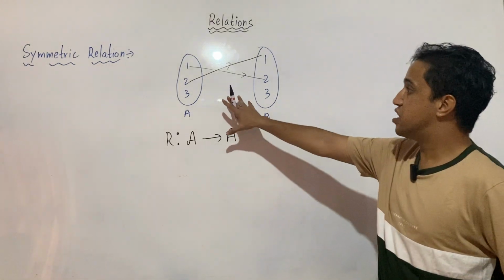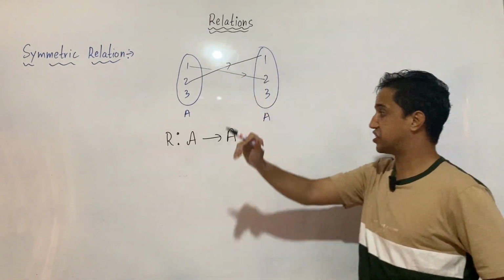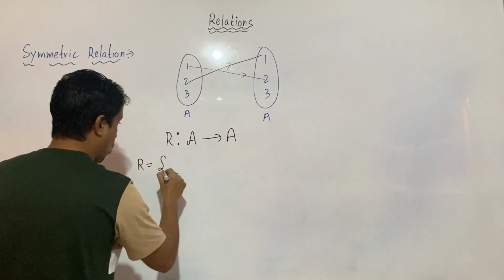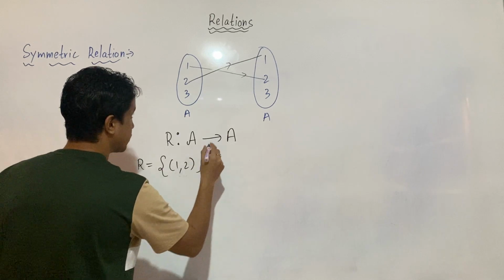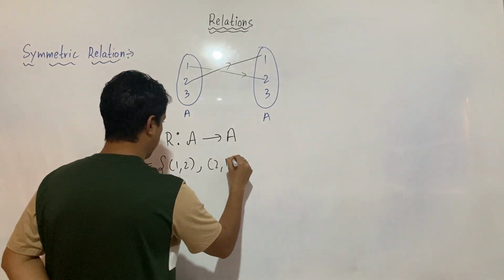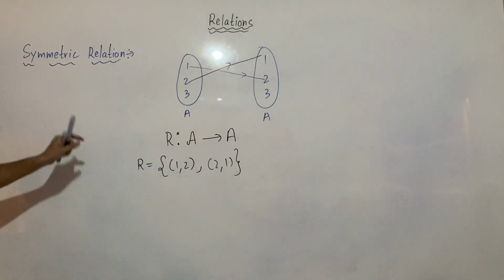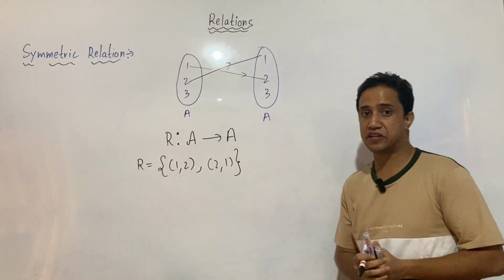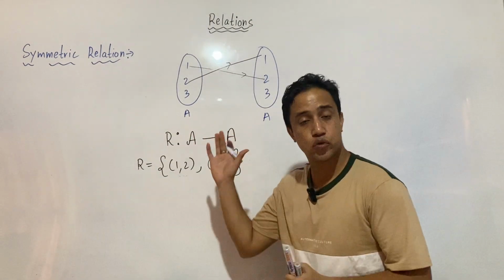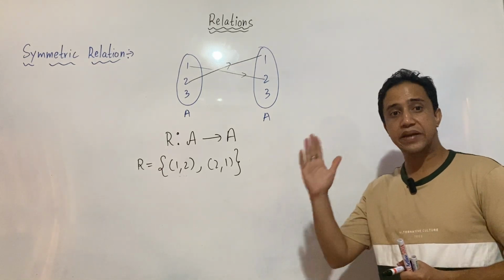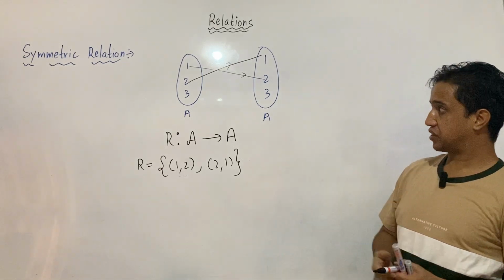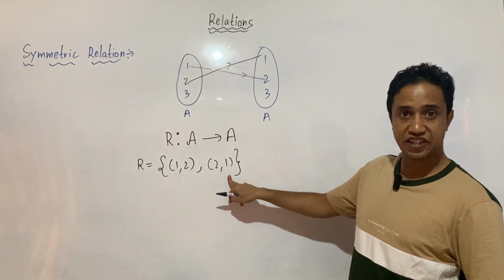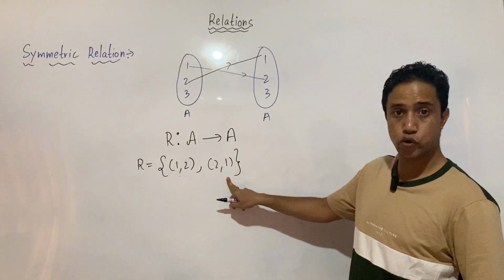Okay, so this given relation is R equals (1, 2) and the ordered pair (2, 1). Okay, this is a symmetric relation. Why? Because a relation is said to be a symmetric relation if A is related to B, then B must be related to A. Here, A is related to B, then B must be related to A. I hope you understand it.